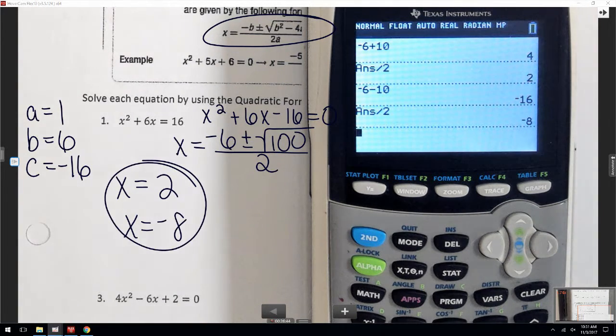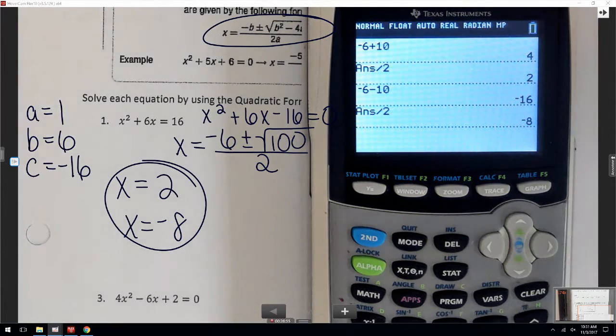So what happens on your quiz next week when you get those answers? How can you check them? Go to the graphing calculator, and what should be happening on your graph at these 2 points? Hitting the x-axis. If you wanted to go to your table, what should be happening at your table at these 2 points? There you go.